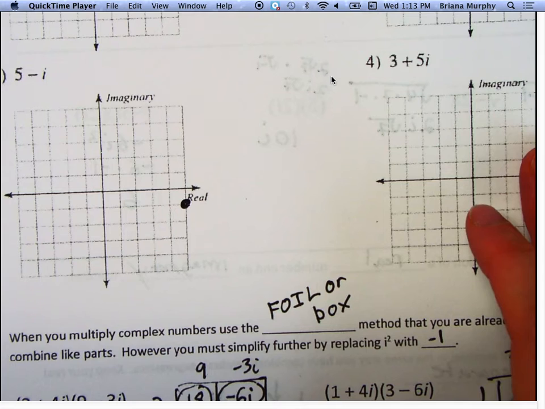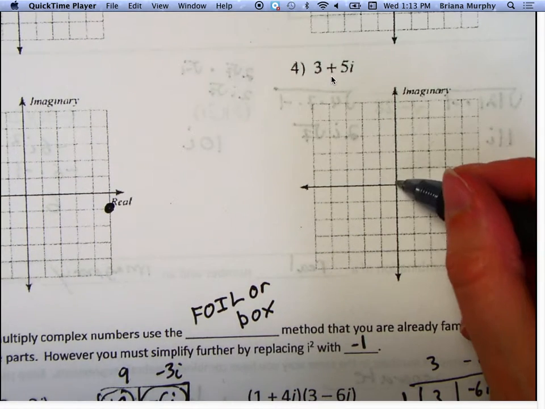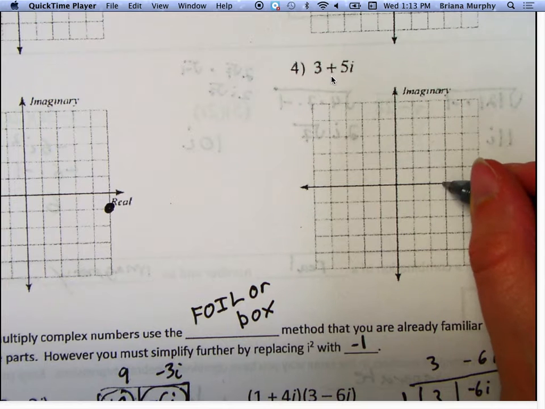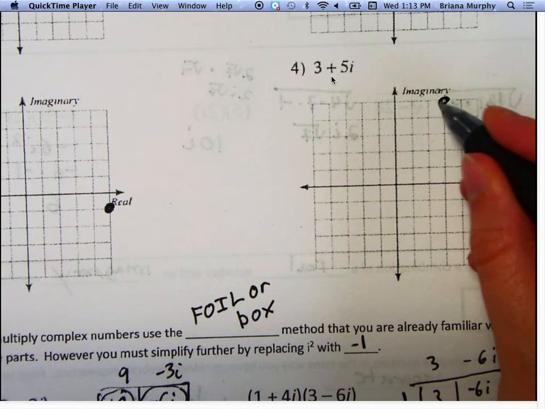Okay. Last one. You guys tell me, what am I going to do? Go right 5 and up 3. Right, 5 and 1, 2, 3, up. 5. 1, 2, 3, 4, 5. All right.